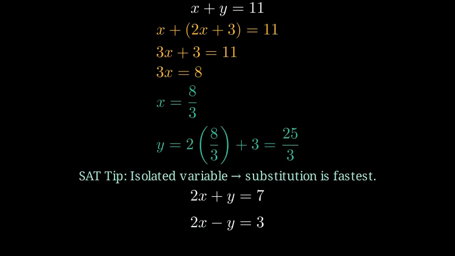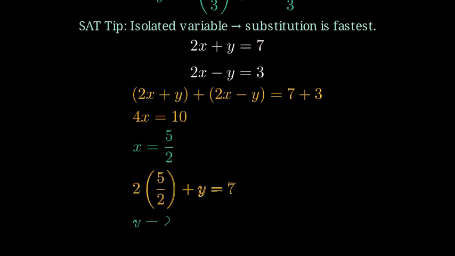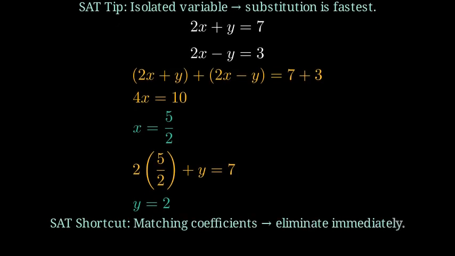Method 2, elimination. This is often the fastest on the SAT. If coefficients match, you can add or subtract right away. Add the equations to eliminate y, then solve for x. Finally, plug back to find y. SAT shortcut: if the coefficients already match, go straight to elimination.